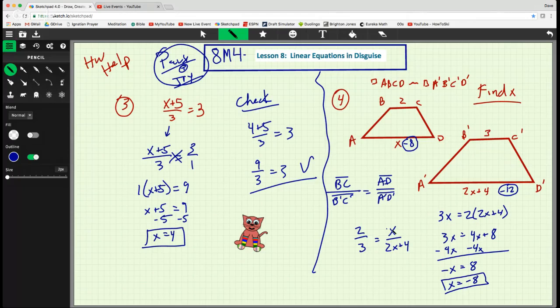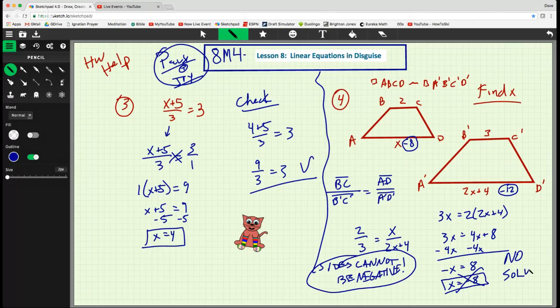So mathematically, this makes sense, but what is going on? Can I have a side of a quadrilateral that's a negative number? No, sides cannot be negative. Sides cannot be, so this is not a solution. So there is no solution.